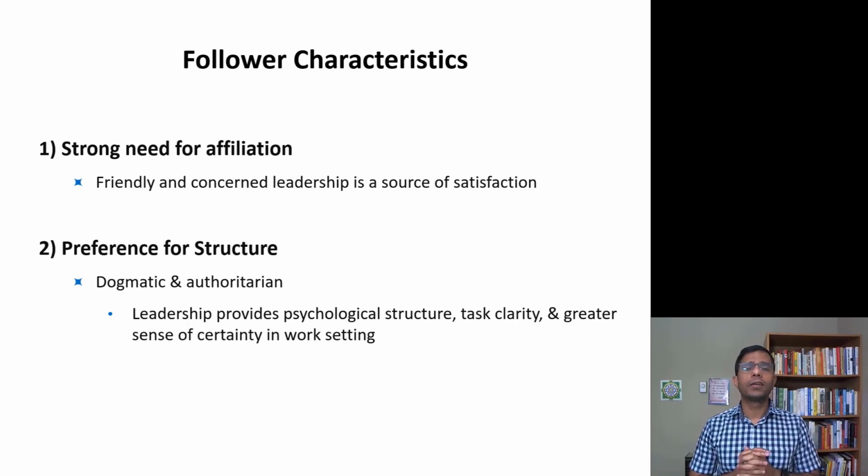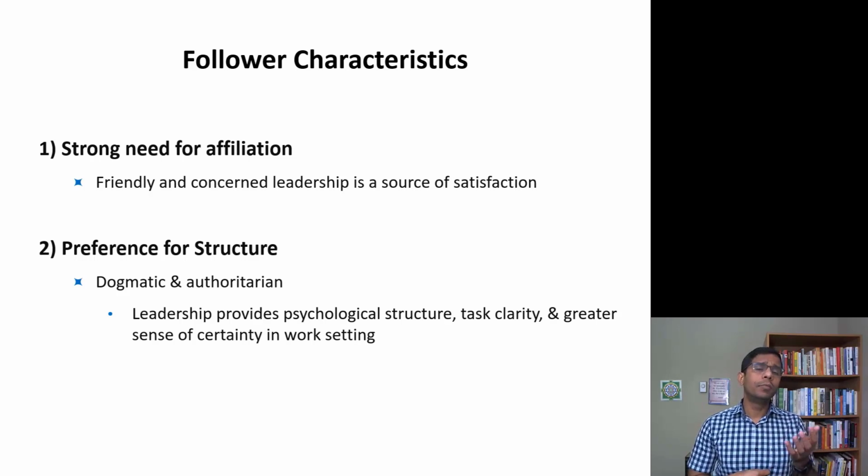The first follower characteristic is need for affiliation. Some people have a high need for affiliation. Some others have low need for affiliation. Those who have high need for affiliation, they have a strong need to belong to a group. This is the love and belongingness need.